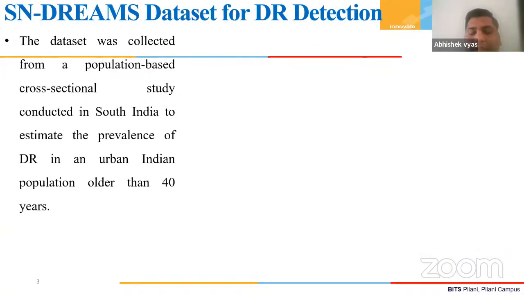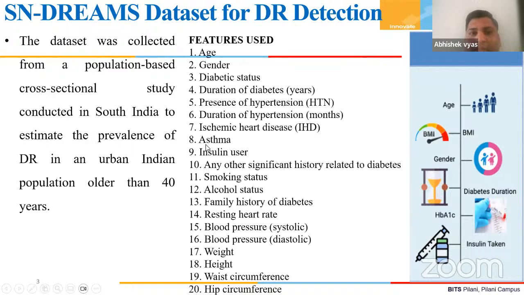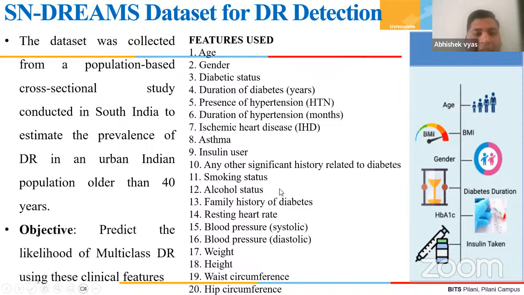So we collected the Ascent Dreams data set, which is a data set prepared by Shankar Netralaya and is collected from a population-based cross-sectional study conducted in South India to estimate the prevalence of DR in the urban Indian population older than 40 years. We have taken some risk factors for this data set: age, gender, diabetic status. In total, 20 risk factors, and our objective is to predict the likelihood of multi-class DR using these clinical features. In this data set, we have these features in an Excel sheet, and the grading of DR is also available for each patient.